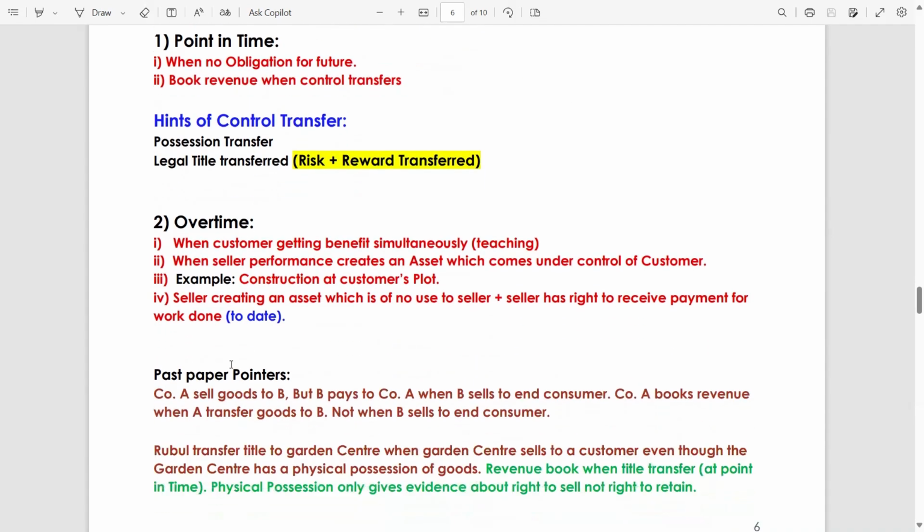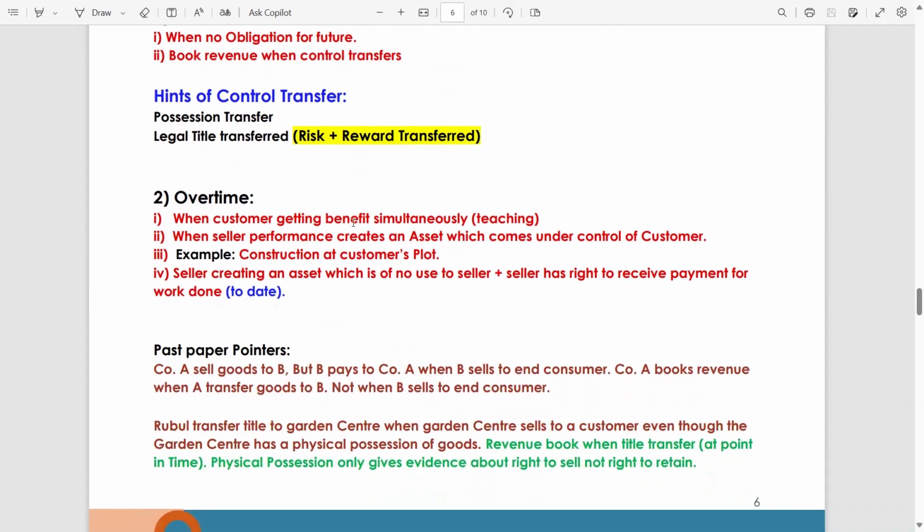Over time, when the customer gets benefit simultaneously. Teaching, for example. Let's say you are enrolled in my course for 6 months. In that case, I can't recognize your fee as revenue in month one because I will be teaching you for 6 months. So I will record your fee as my revenue over the 6 month period.